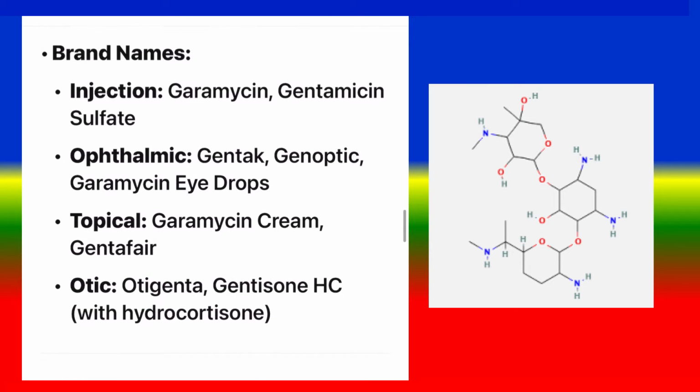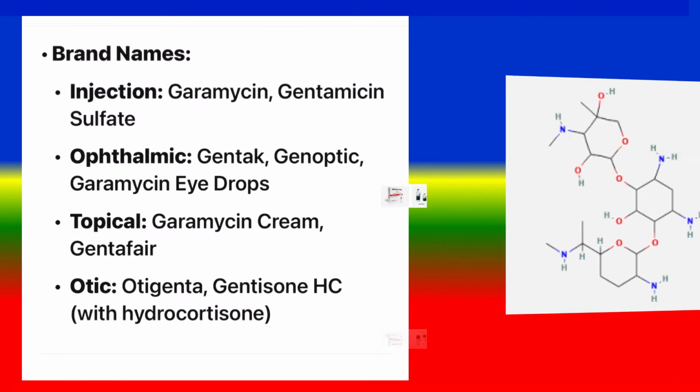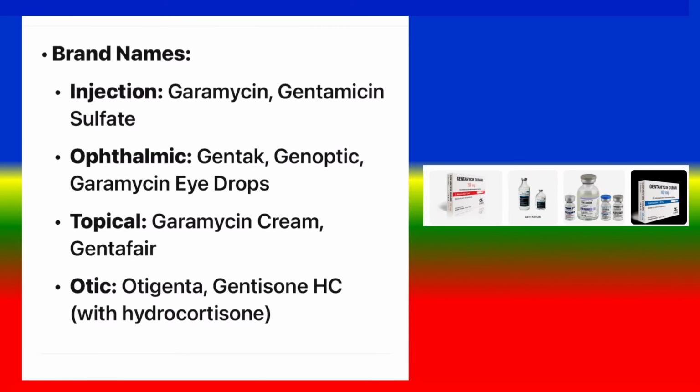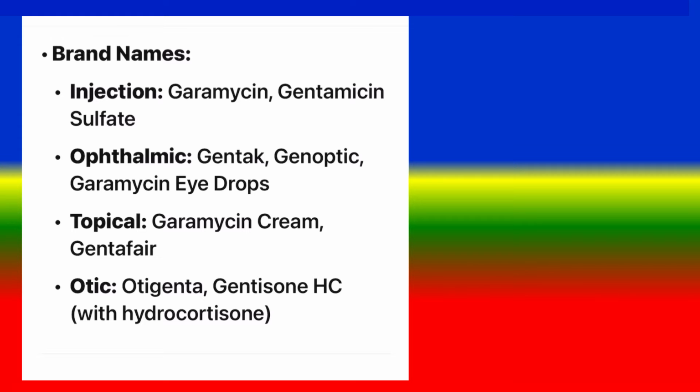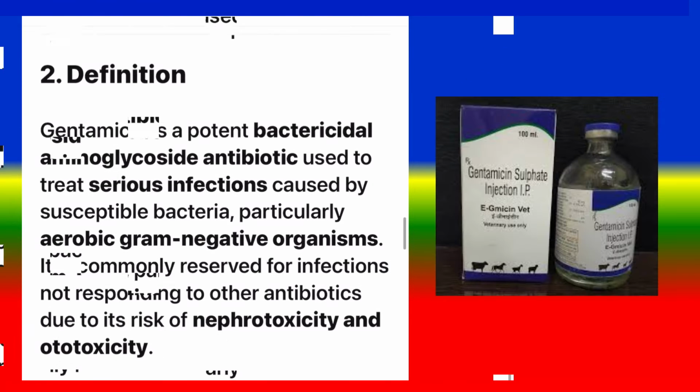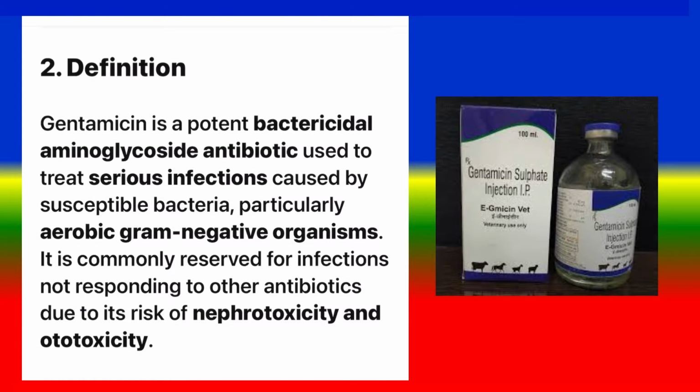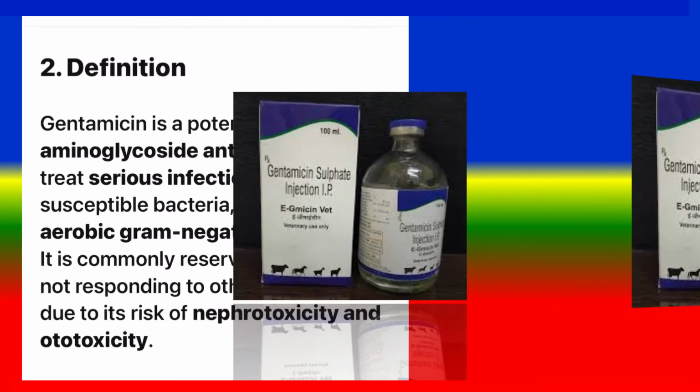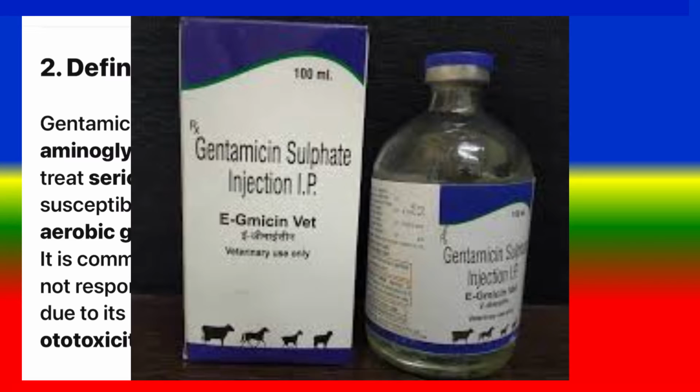Brand names: injection, Garamycin, gentamicin sulfate; ophthalmic, Gentak, Genoptic, Garamycin eye drops; topical, Garamycin cream, Gentafair; otic, Otagenta, Gentasone HC with hydrocortisone. 2. Definition. Gentamicin is a potent bactericidal aminoglycoside antibiotic used to treat serious infections caused by susceptible bacteria, particularly aerobic gram-negative organisms. It is commonly reserved for infections not responding to other antibiotics due to its risk of nephrotoxicity and ototoxicity.